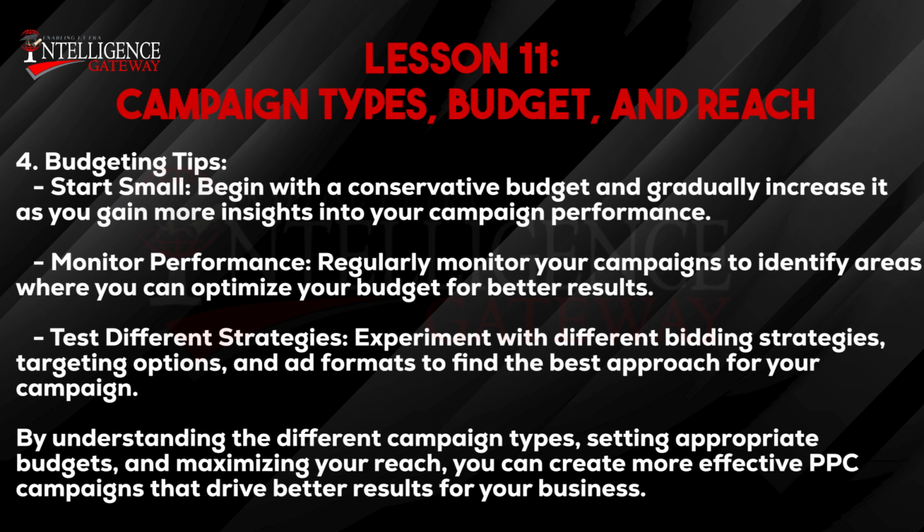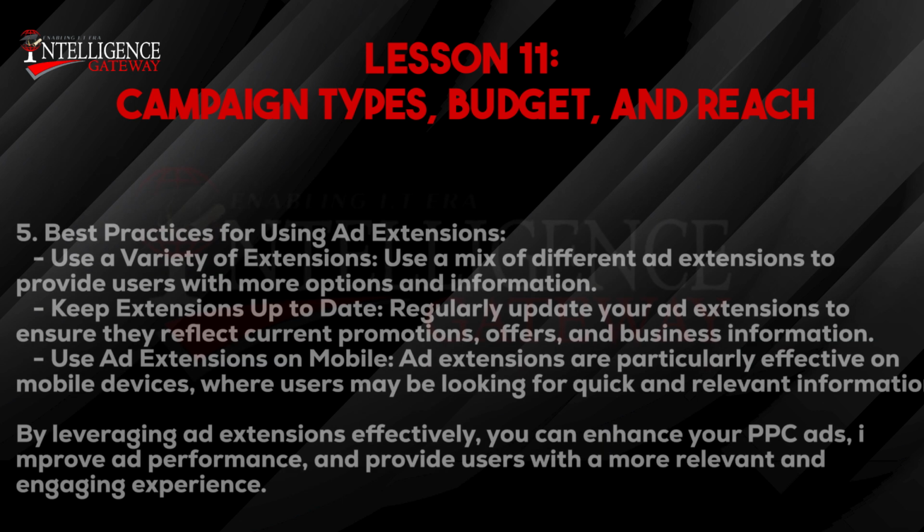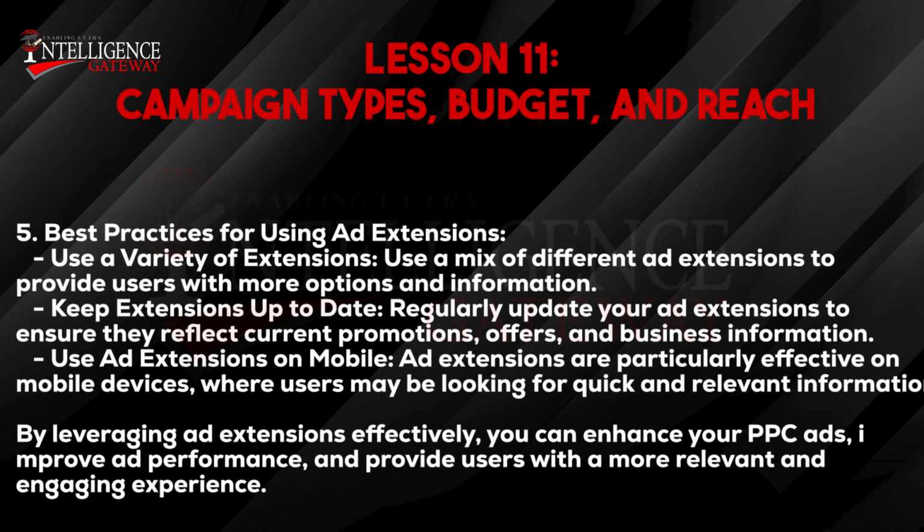Start small: begin with a conservative budget and gradually increase it as you gain more insights into your campaign performance. Monitor performance: regularly monitor your campaigns to identify areas where you can optimize your budget for better results. Test different strategies: experiment with different bidding strategies, targeting options, and ad formats to find the best approach for your campaign.